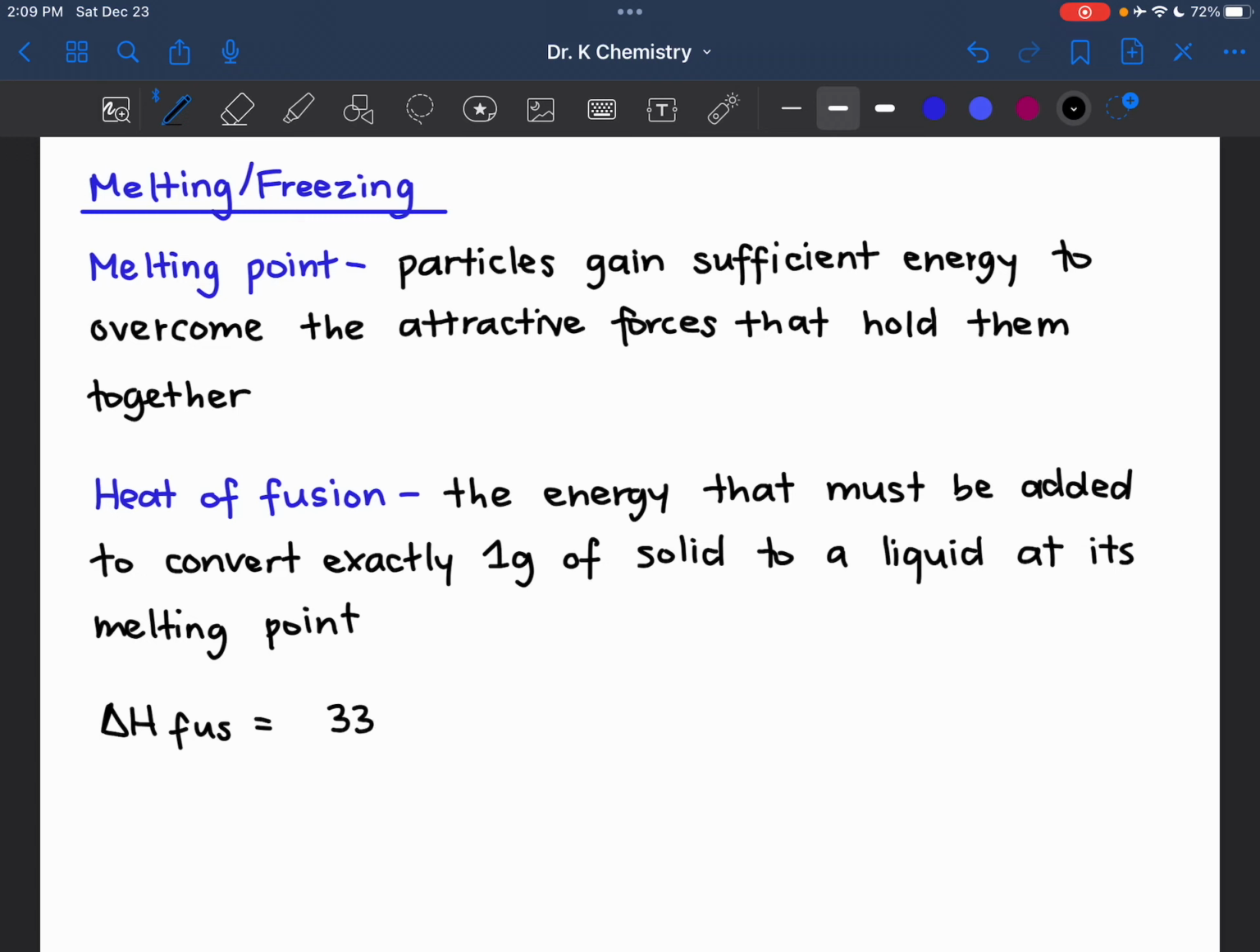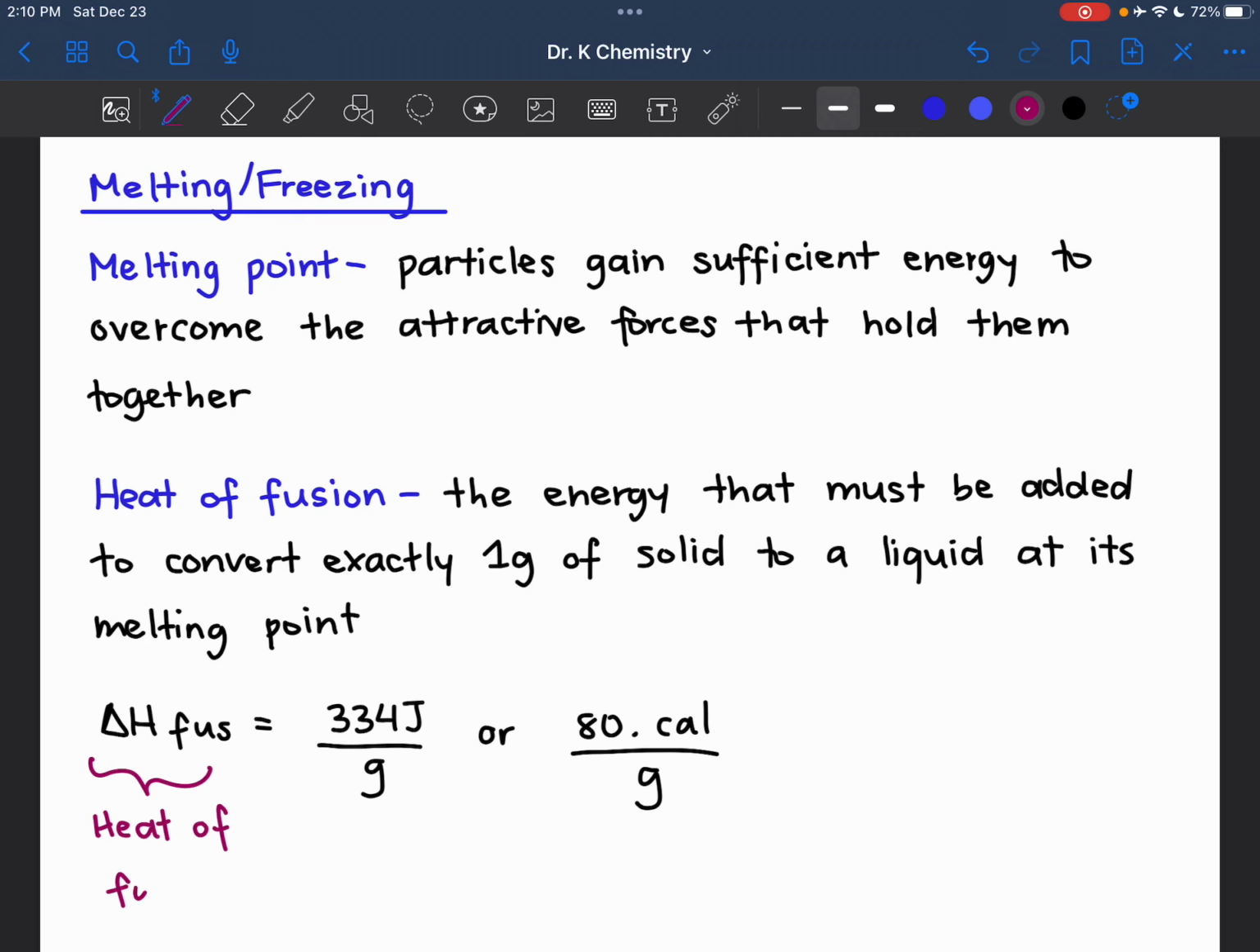So most typically we deal with the heat of fusion of water. So the heat of fusion of water is 334 joules per gram or 80 calories per gram. So heat can be expressed in either joules or calories, and these are the two different values for water. So this delta H fuse that I'm writing here, that is representing the heat of fusion.